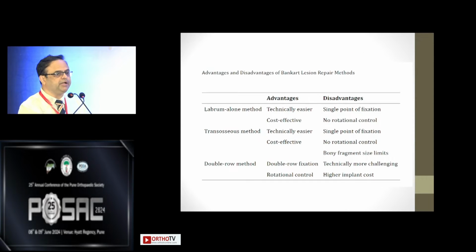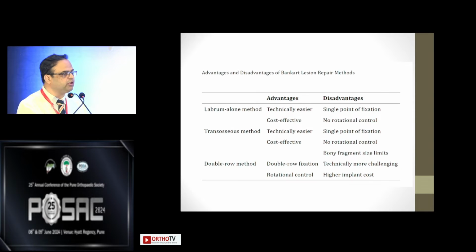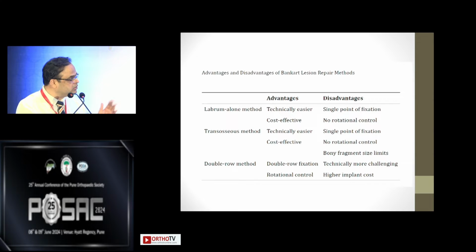So what are the advantages and disadvantages? Labral repair is quite easy because we have been doing it. Transosseous is technically easier, but these two methods don't give rotational stability. A double row repair will give rotational stability, but on the flip side, the implant cost is high and it is technically slightly demanding.